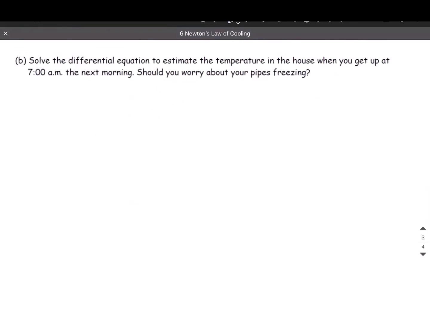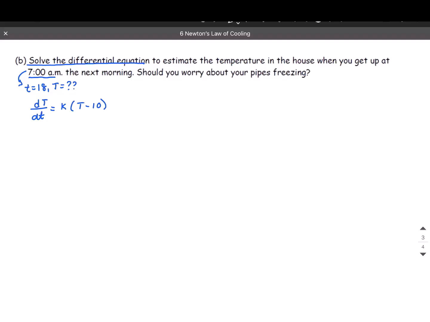Now, we're going to solve the differential equation. So the first step is to solve the differential equation to estimate the temperature of the house when you get up at 7 a.m. Now hold on, 7 a.m. Remember, 1 p.m. is 0, so 7 a.m. is time 18, and we want to know the temperature in the house at that time. So we start with our differential equation, dT equals k times capital T minus 10.